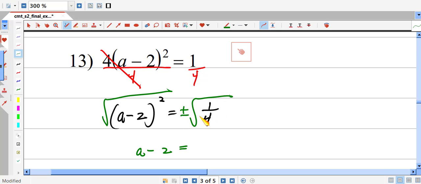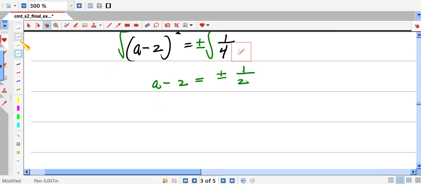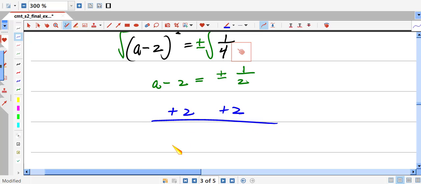The plus or minus square root of 1/4 is going to be plus or minus the square root of 1 over the square root of 4, and the square root of 4 is just 2, and the square root of 1 is 1. So now I'm up to this. And then lastly, I'm going to add 2 to both sides. So I get 2 plus or minus 1/2.